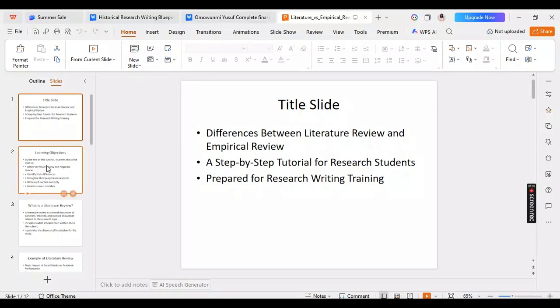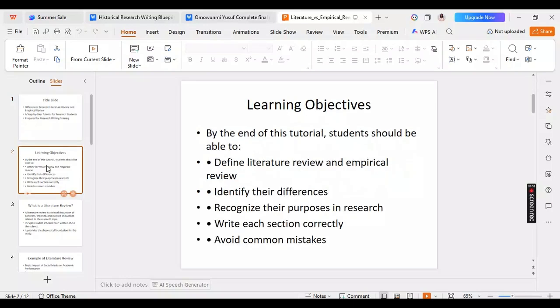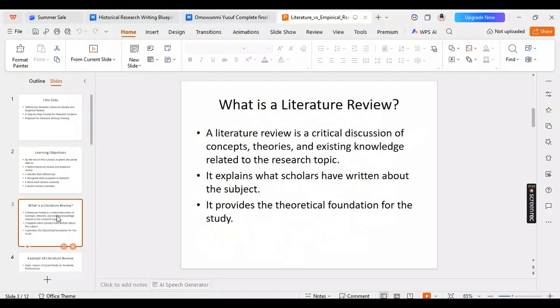So at the end of this day, you'll be able to learn the similarities and their differences, knowing when to use them and how to properly structure them in your work. By the end of this tutorial, students will be able to define literature review and empirical review. You'll be able to identify the differences. You will recognize their purpose in research writing and each section correctly, and you'll be avoiding common mistakes.